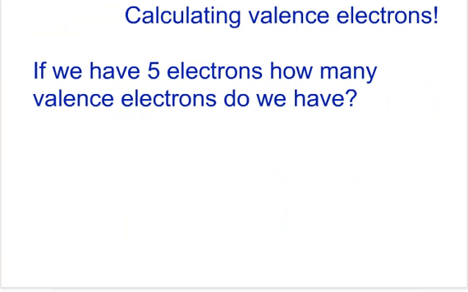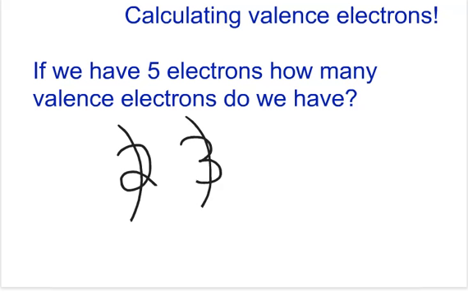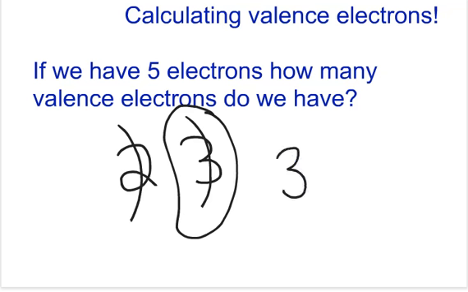Now, we have 5 electrons. How many valence electrons do we have? What we're going to do is we're going to draw out the shell. Now, there can only be 2 in the first one. 5 minus 2 is 3. So 3 in the next one. That's all the electrons that we have. 3 is the number furthest from the nucleus, so we have 3 valence electrons.